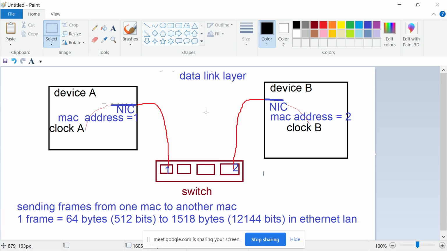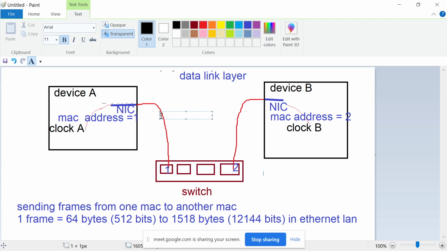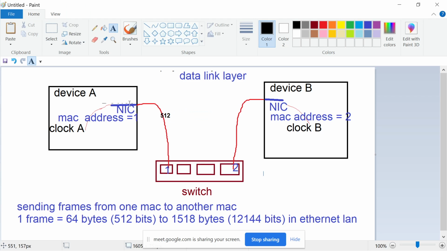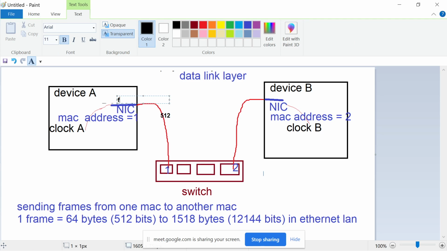And that is all that is required at the data link layer. The data link layer doesn't send bits, it sends frames. One frame can be 512 bits, so 512 bits will be traveling on this line, and this 512 is packed into a kind of data set called a frame. So this frame now contains how many bits? 512. So this is one frame.